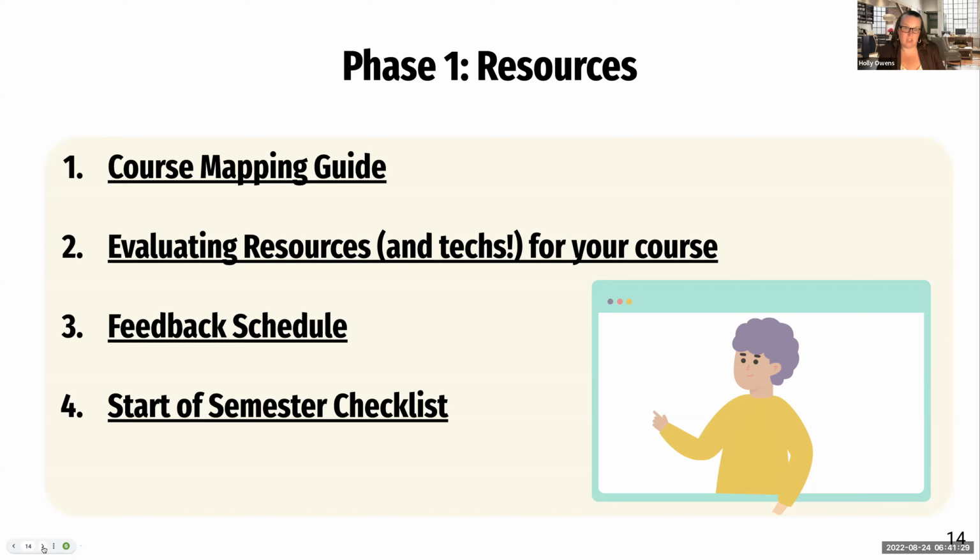I already talked about the feedback schedule, and I've also linked to what I call the start of semester checklist. So I'm a to-do list person. The start of semester checklist makes sure that I have everything set up and ready to go before I actually open that course for my students. So that's all linked here. And I do have a QR code at the end of the presentation that links to a Google folder, which has all this information contained within it. So you don't even have to look for it.